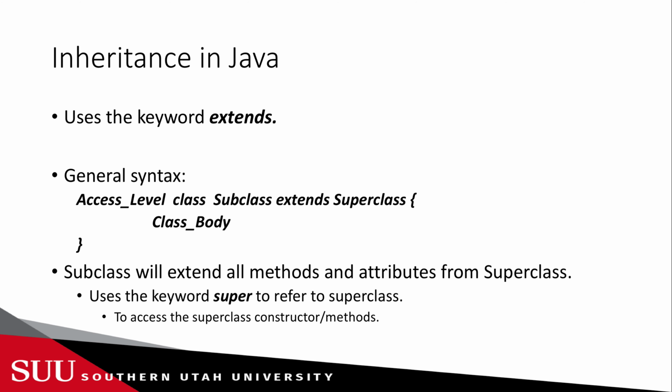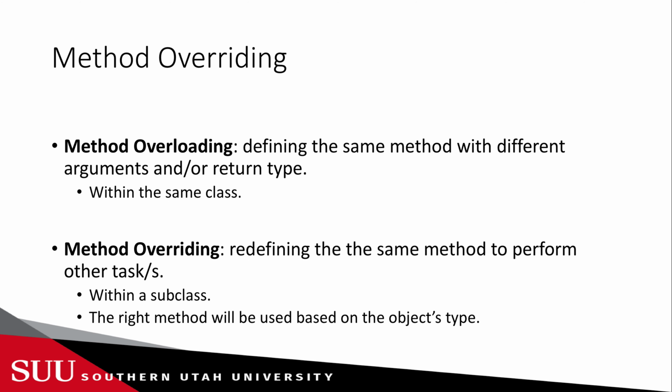So we have seen how to accomplish inheritance in Java. We want to talk now about method overriding. We have seen method overloading before, which is defining the same method with different arguments and/or return type within the same class. But method overriding is different. Method overriding is redefining the same method to perform other tasks within a subclass. And the right method is going to be used based on the object's type.